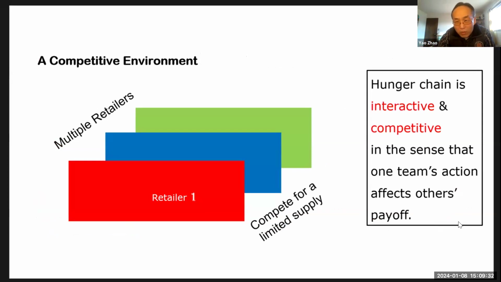Now, one important feature of the game is that players' actions will affect other players' payoff. So this game is interactive and competitive, because if one team gets more supply, the other team will get less. This design of supply shortage forces the students to think not only for themselves, but also consider their supply competitors' actions, and the competitive environment.